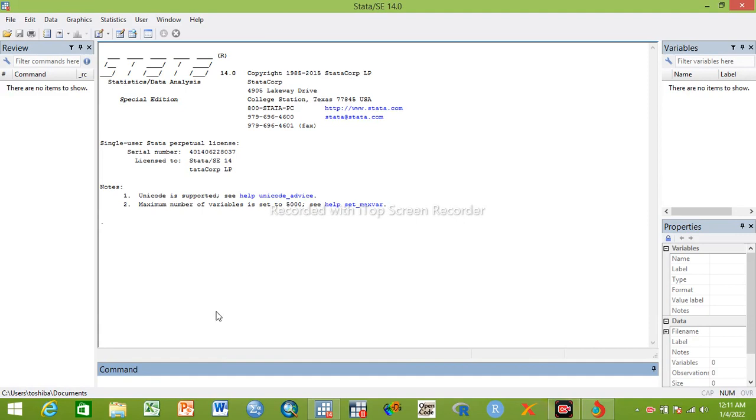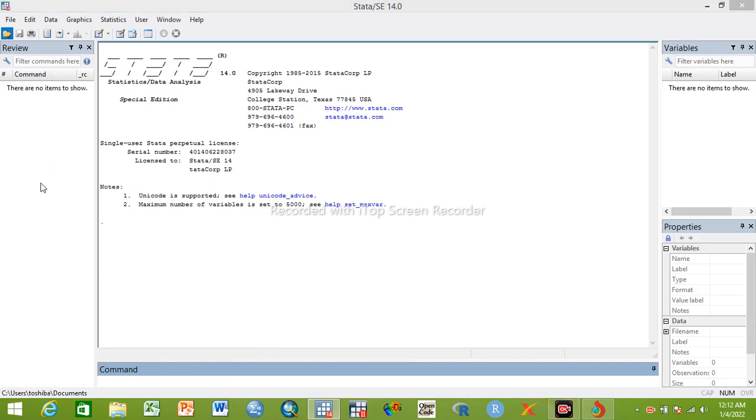Hello everyone, today we will see how to perform bivariable and multivariable Cox regression analysis. First we will see how to perform bivariable and multivariable Cox regression analysis. Then we will see how the Cox proportional hazard assumption is assessed by using Schoenfeld residual tests and graphically. So we will see this one.